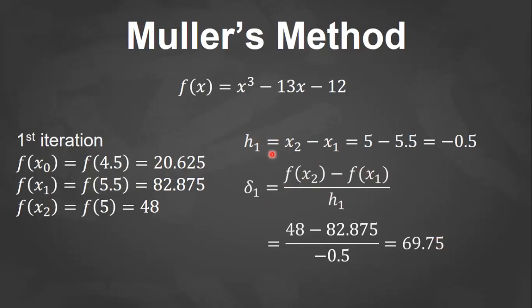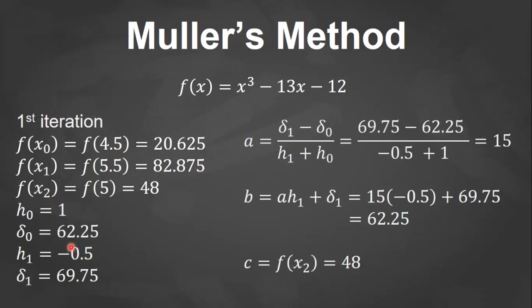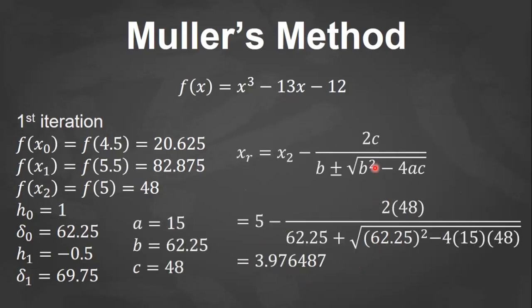Mao gihapon, si h sub 1 o si delta sub 1, naa may expression na, so substitute lang ang mga values. So naa na tayo h sub 0, delta sub 0, h sub 1, delta sub 1. So, substitute gihapon nato para sa expression ni A, para sa expression ni B, o para kay C. Ang A, B, and C, ang coefficients sa parabola. So naa na tayo A, B, and C, so makuha na pud nato ang root estimate.